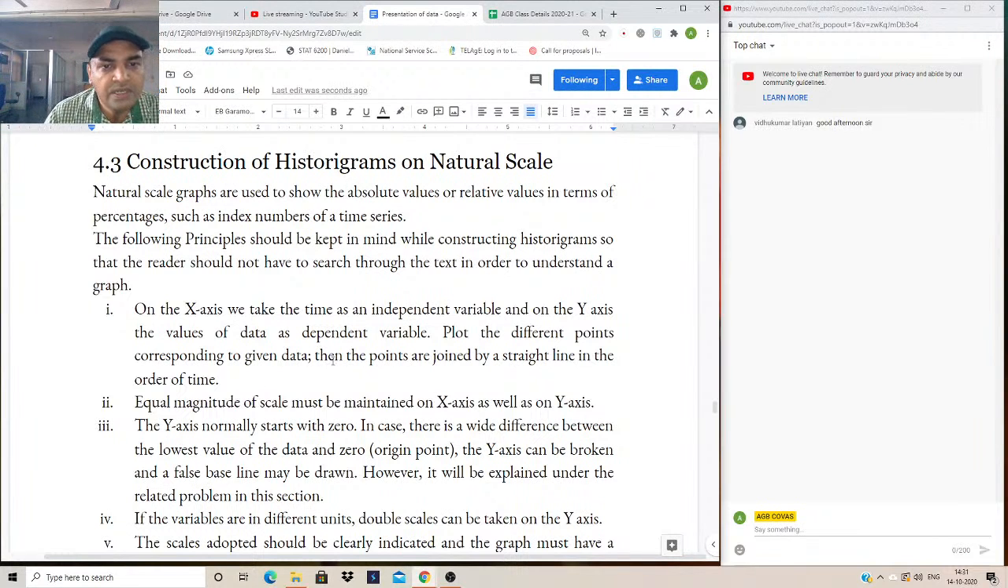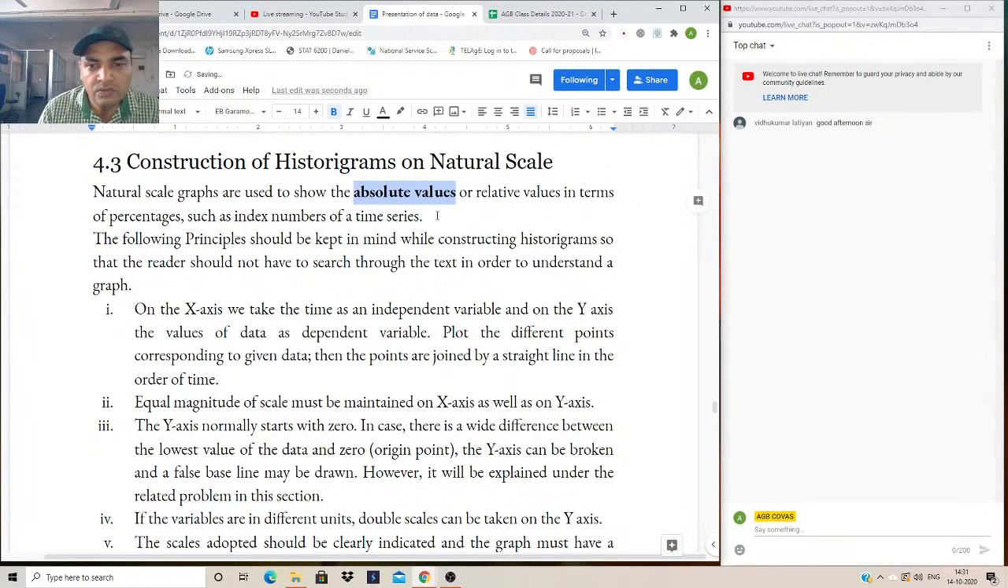How to construct a histogram on natural scale? Natural scale graphs are used to show the absolute values, or the relative values in terms of percentages, such as index numbers. So the following principles should be kept in mind when constructing a histogram, so that the reader will be able to understand it.